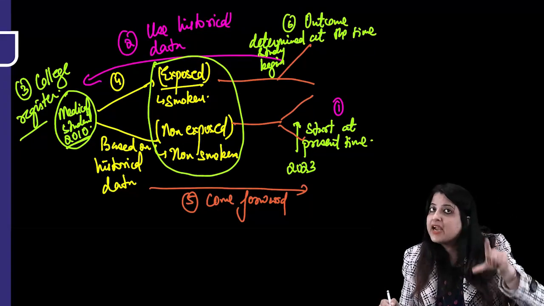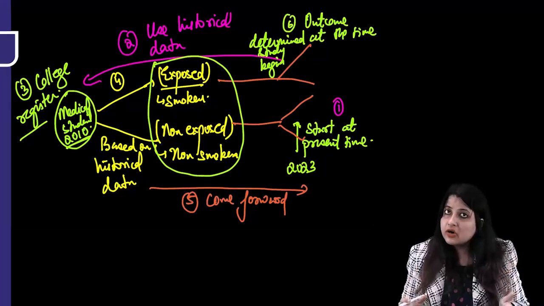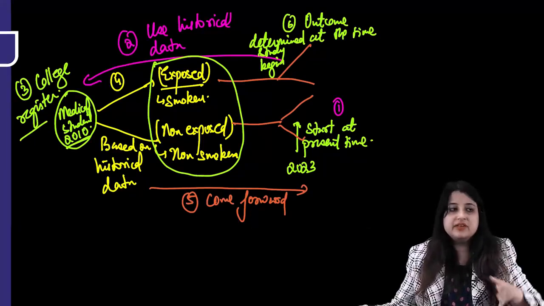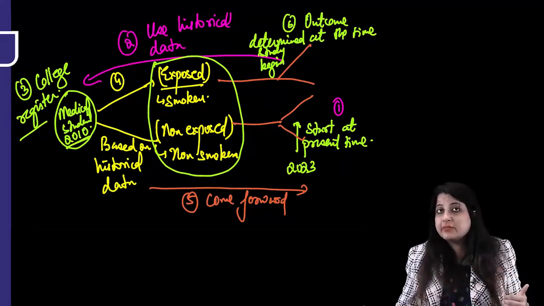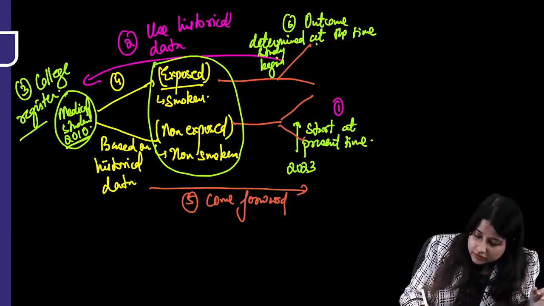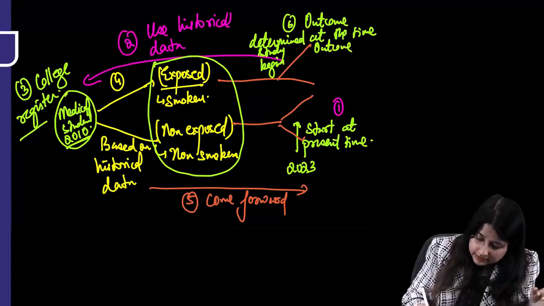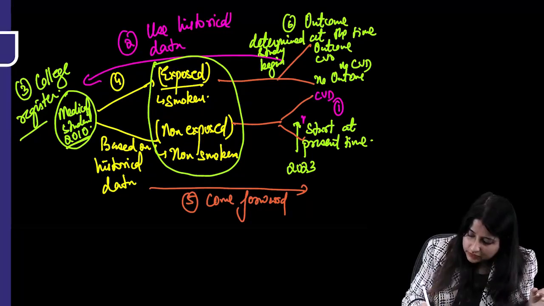So since we compared exposed and non-exposed, it is still a cohort. And because we did not go forward, we first went backward and again came to the present time to determine the outcome. It becomes a retrospective cohort. So outcome, no outcome. Let's say it was CVD, no CVD. Similarly here, we studied CVD, no CVD.